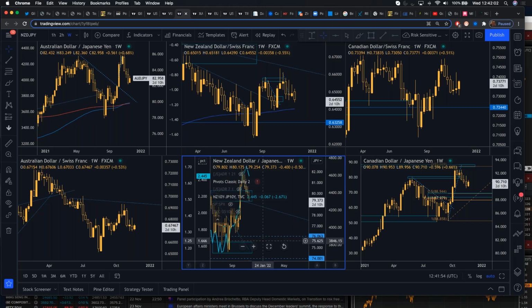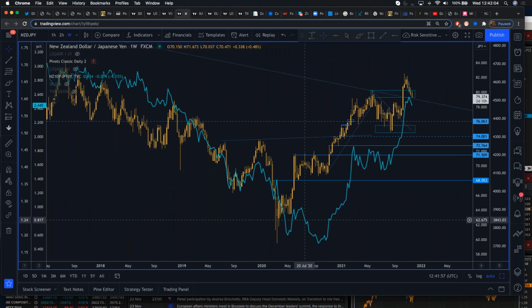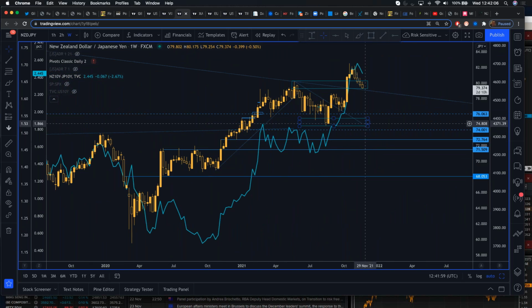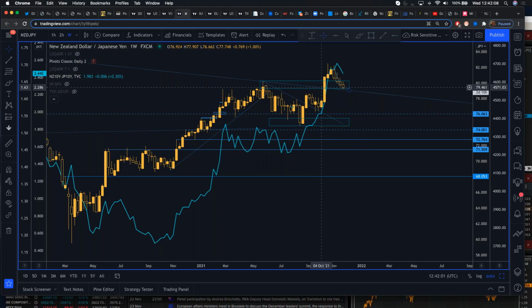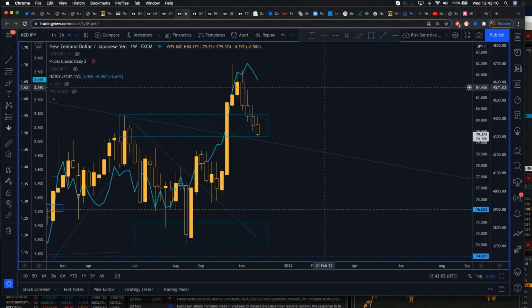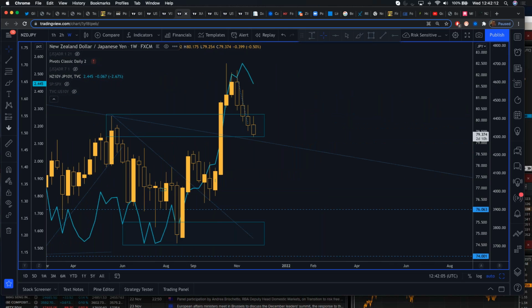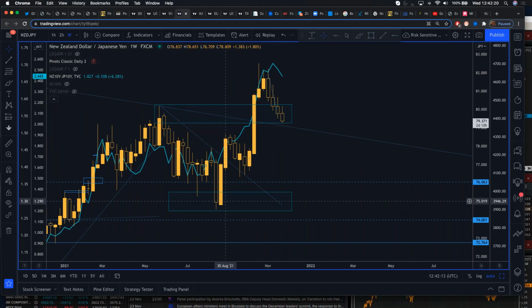Now, I favor New Zealand dollar yen upside because I'm expecting the Bank of Japan to remain bearish, and I am expecting the RBNZ to remain on their hawkish setting. So over time, I would anticipate further New Zealand dollar yen buyers. We are at key support.